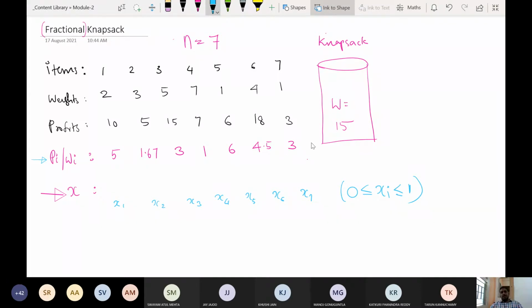So this is the problem here. Now I will ask you some questions from this background or introduction. You should answer these questions. Is it an optimization problem? Yes, sir.